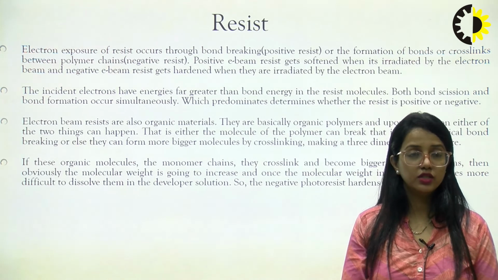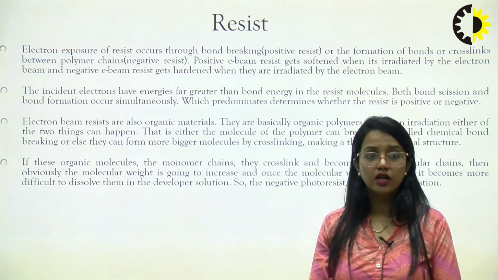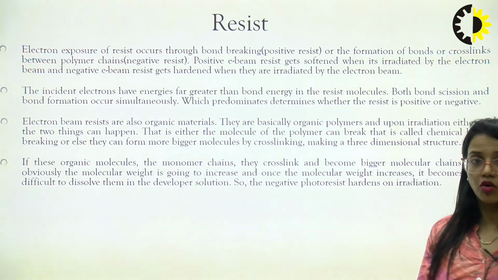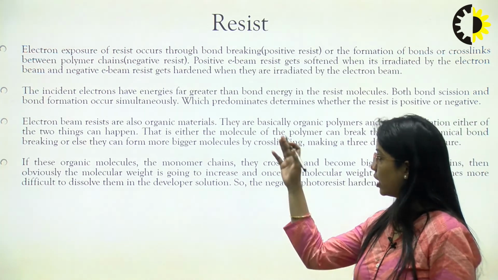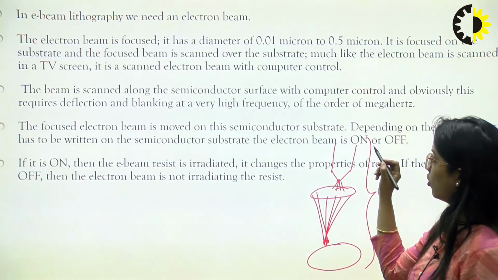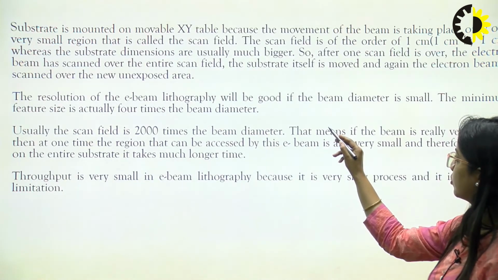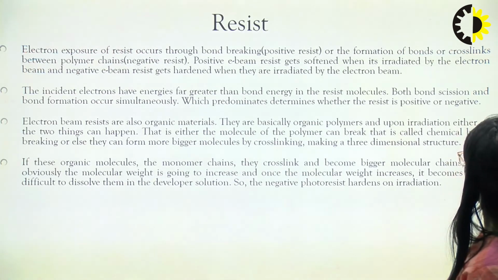So we have to see now what is the role of the electron beam resist, which are also organic materials. They are basically organic polymers.